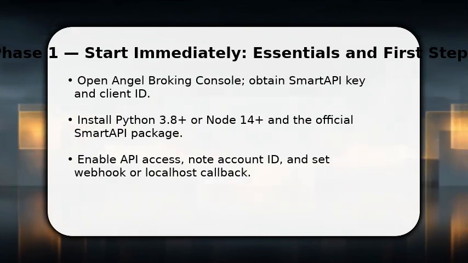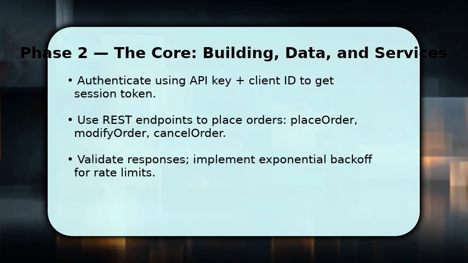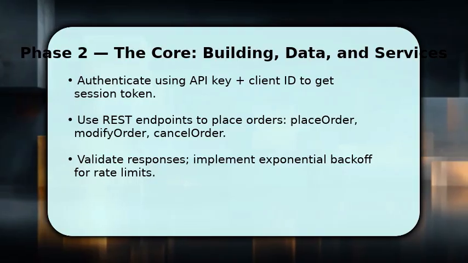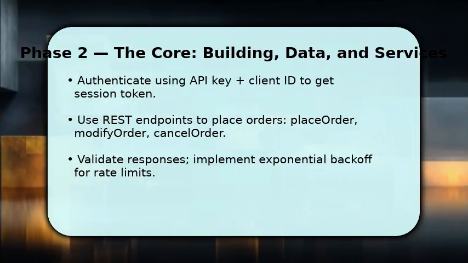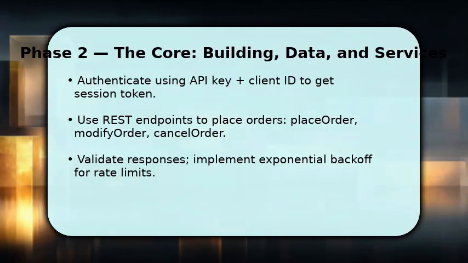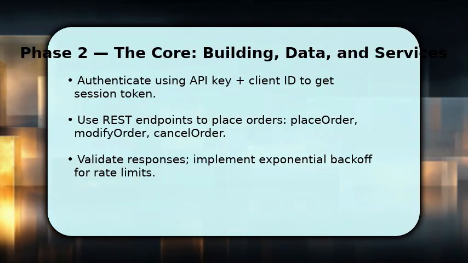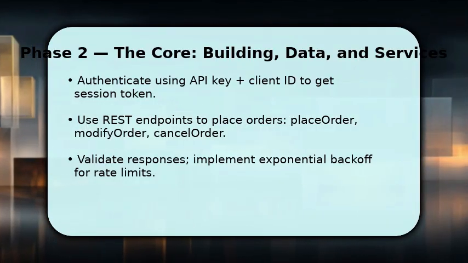Once authenticated, you use the session token in headers for all requests. This tells Angel Broking who you are and why the request is valid. Then, craft order payloads with correct fields: trading symbol, quantity, order type, price, variety. Send place order and check order status. If needed, call modify order or cancel order with order ID.